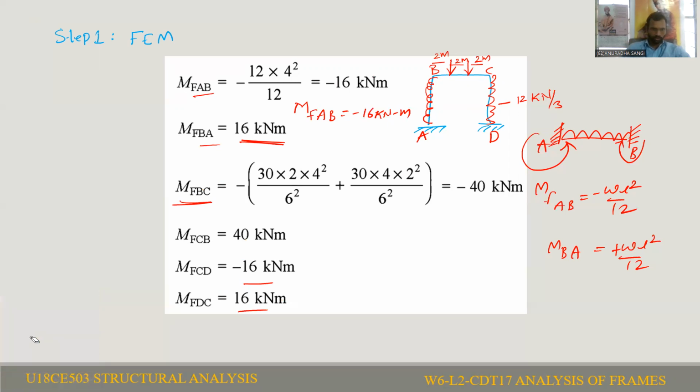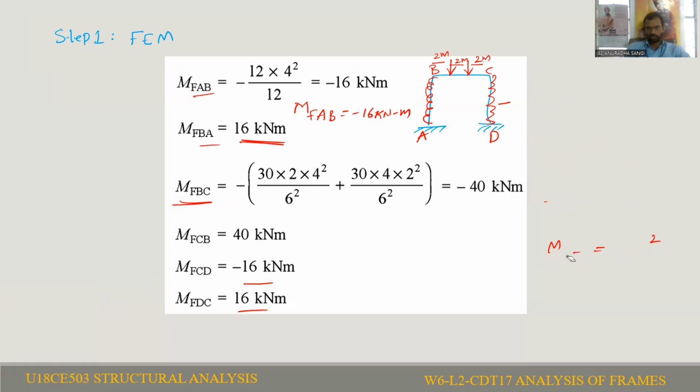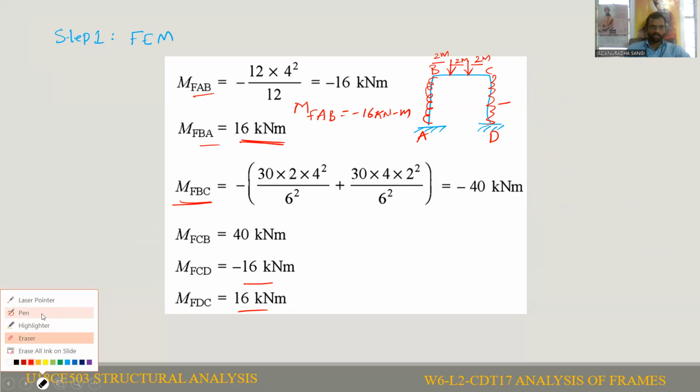Now coming to the BC span. The BC span is subjected to 2 point loads of 30 kN. Just think about it, students, how to calculate fixed moments. We have not discussed how to calculate fixed moments when 2 point loads are acting on a beam. Just think about it for a while, for 2 seconds, 3 seconds, 5 seconds.